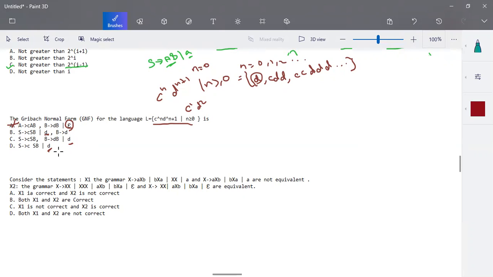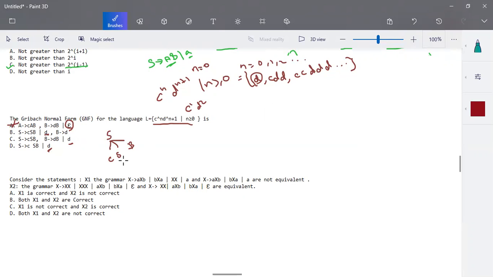And we can go from the last one. We can check whether it derives the language with this constraint. First we'll consider this D option. The D option is S goes to CSB or D.